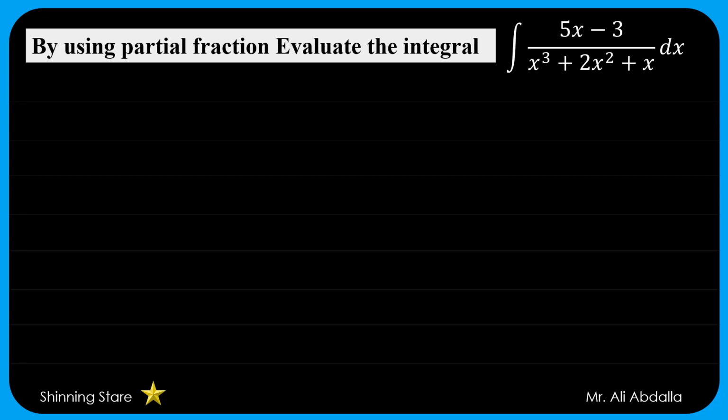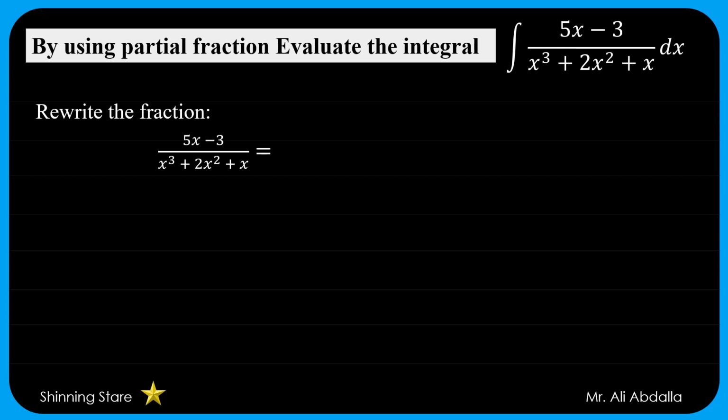Another example. By using partial fractions, evaluate the integral of 5x minus 3 divided by x to the power 3 plus 2x to the power 2 plus x, with respect to x. Rewrite the fraction 5x minus 3 over x to the power 3 plus 2x to the power 2 plus x. Here we need to use partial fractions to evaluate this integration. Then we need to factor the denominator.